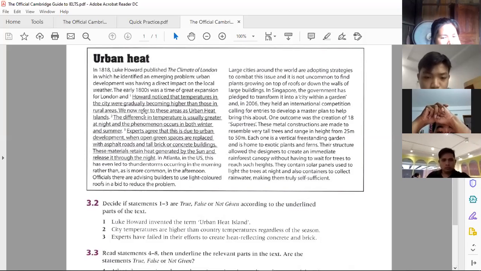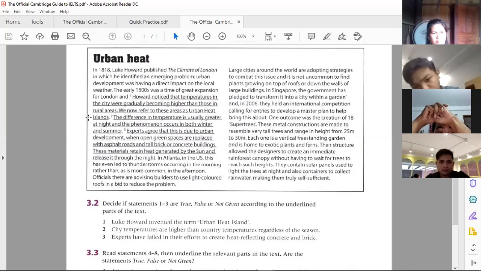Thank you. Number two, city temperatures are higher than country temperatures regardless of the season. So here, you know that we compare both urban and rural area temperatures, since you saw the words rural areas in the first underlined part already. So starting from the difference until summer, is that statement true or false? It's true, because in both winter and summer.